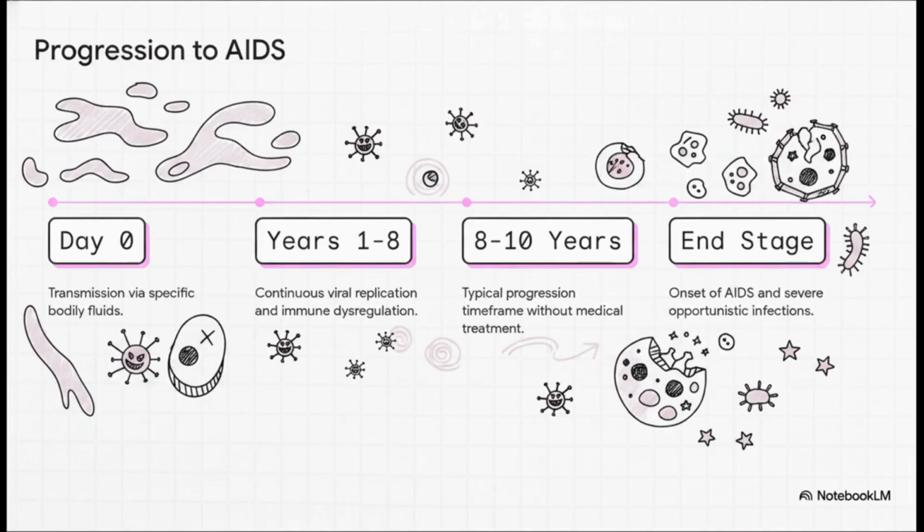You get this prolonged period of continuous viral replication, which causes gradual immune dysregulation and apoptosis, or cell death, of infected cells. Without medical intervention, this triggers a slow 8 to 10-year systemic destruction of the immune system. And that culminates in the final stage, the onset of AIDS and an intense susceptibility to opportunistic infections and cancers.